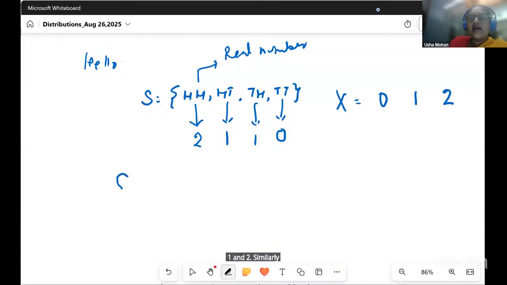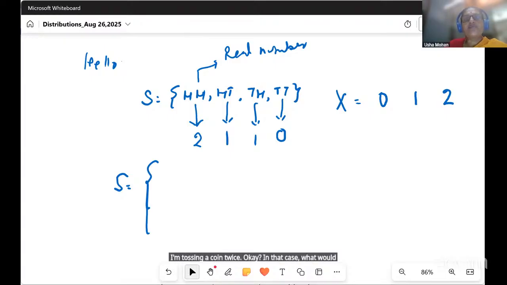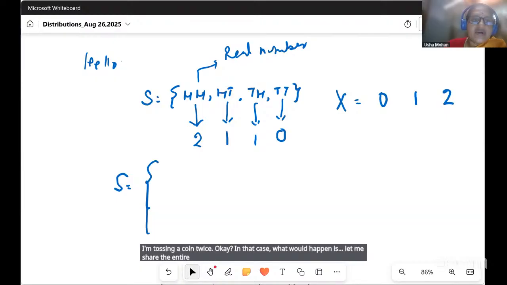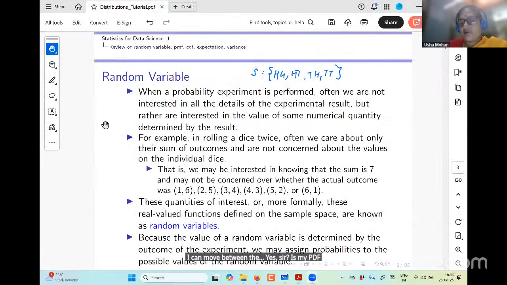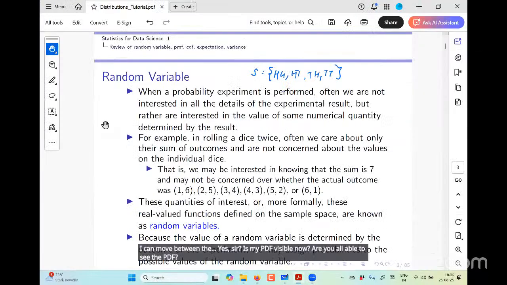Similarly, when I'm tossing a coin twice, in that case, let me share the entire screen so that I can move between this one. Is my PDF visible now? Are you all able to see the PDF? Yes, ma'am.